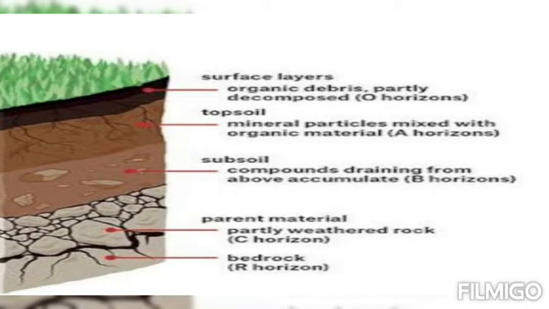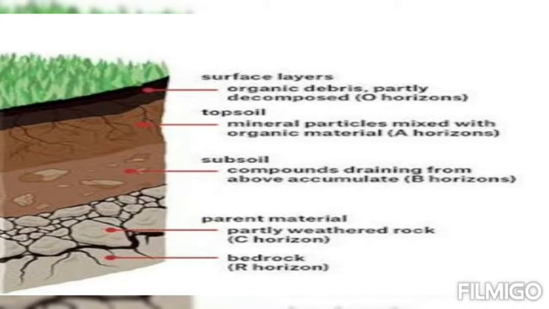And the last is bedrock, R horizon, or it is also known as D horizon. It is the solid layer of unweathered rock. Unweathered rock means the rock which is not broken. And I have discussed this, that the soil is formed due to breaking down of rocks into smaller pieces by the process of weathering, and the characteristics of rock determine the characteristics of soil.